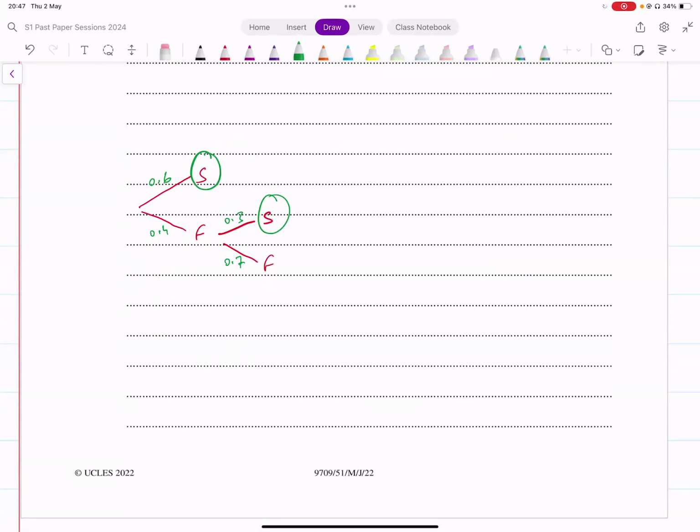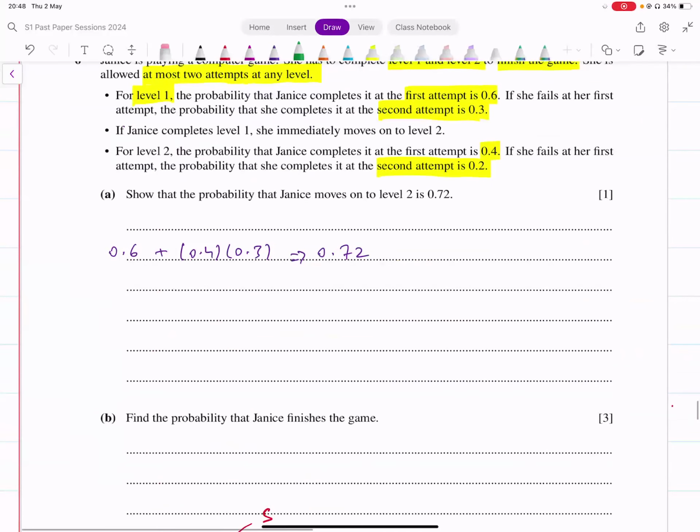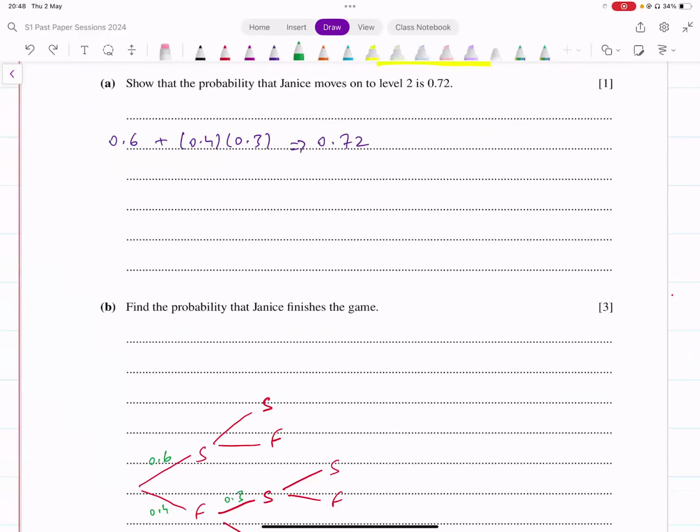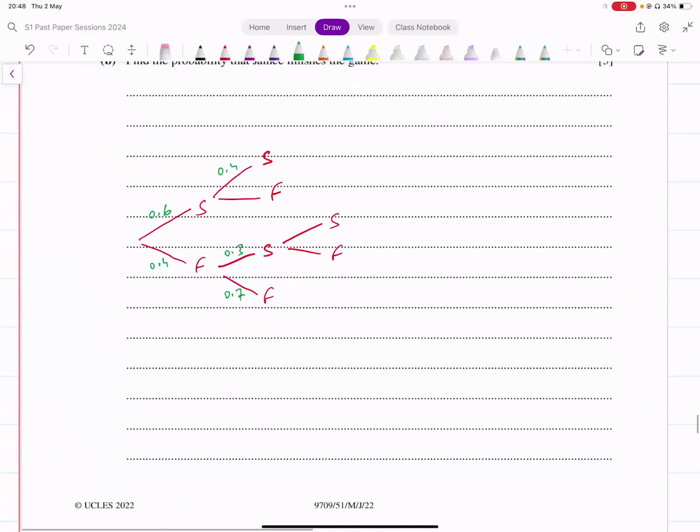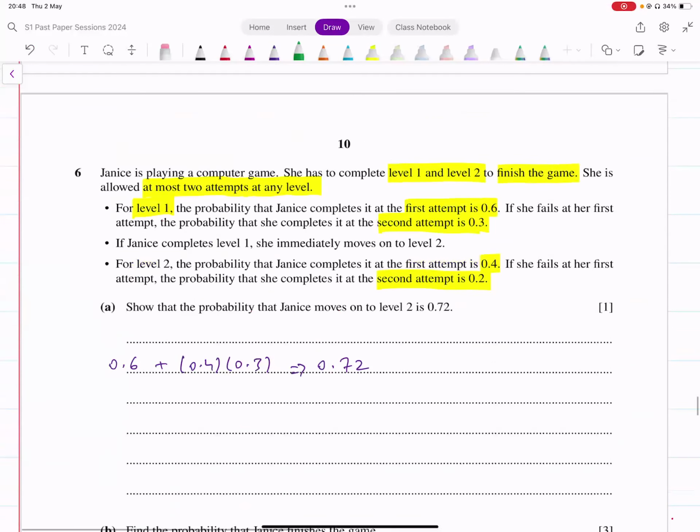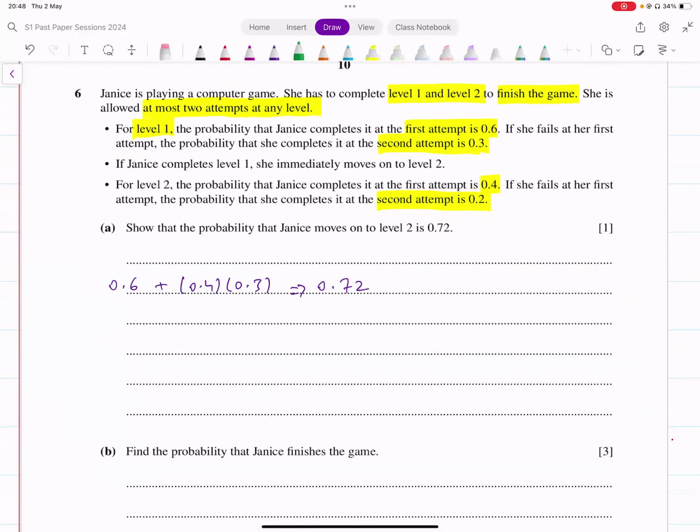If she's here or here, she moves on to the second level. Now, in the second level, she has 2 attempts again. She can either be successful or she can fail in her first attempt. What are the probabilities of success and failure in the first attempt? In level 2, 0.4 and 0.6. This is 0.4 and this is 0.6. If she is successful, the game stops there as well. She has completed both levels and the game finishes.